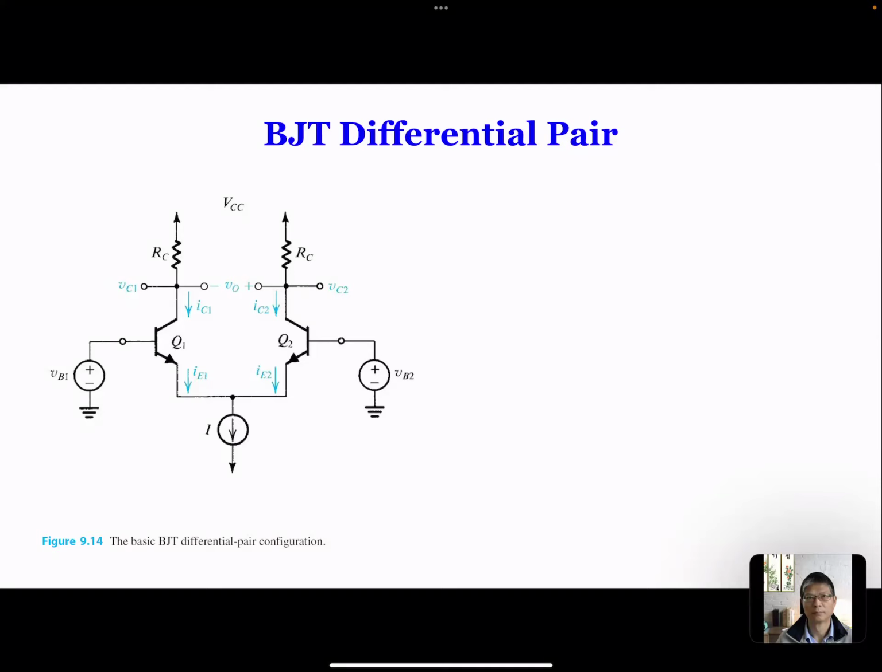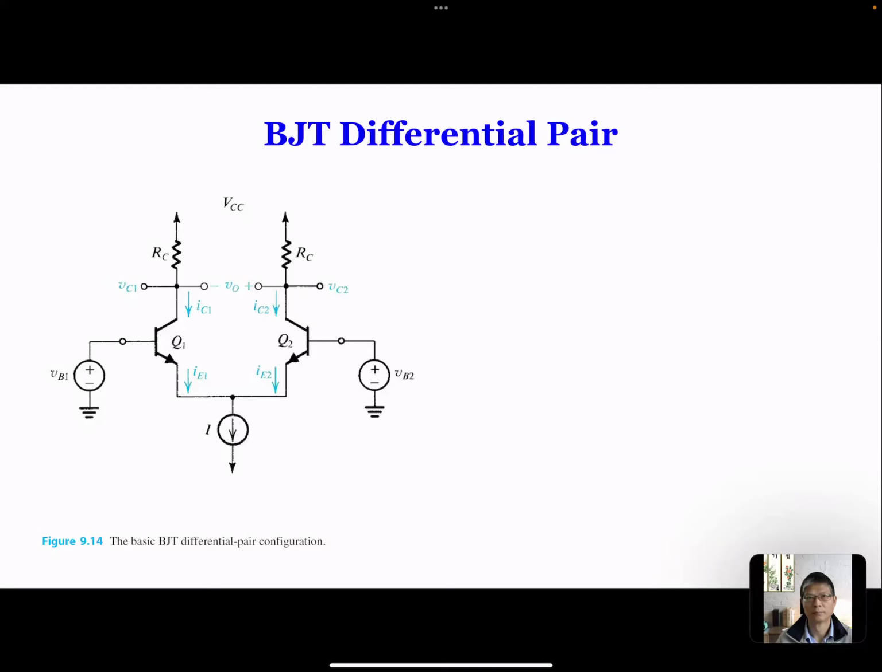At this point, what type of amplifier would you define this as? Is it a common base, a common collector, or a common source? I mean, common emitter. Everybody says common emitter, which is correct.